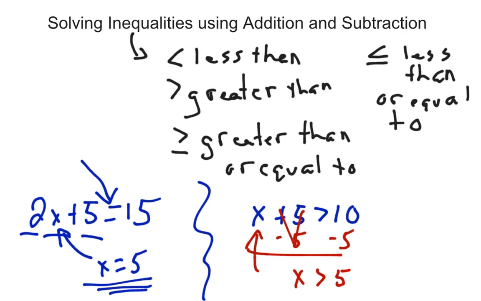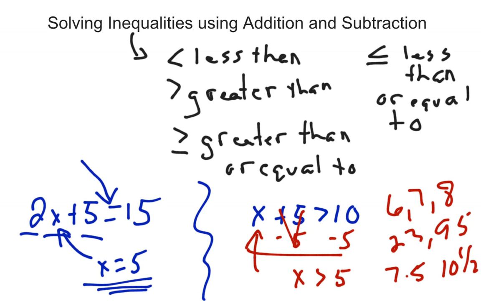So there is more than one solution to this problem, because x could actually be 6, 7, 8, it could be 23, it could be 95. It could be anything that's greater than 5. It could even be decimals, something like 7.5, or even a fraction, 10.5. Any number that is greater than 5 is going to be an answer here, because if I put it into this original inequality and add it to 5, whatever x is plus 5 is going to give me something that's greater than 10.